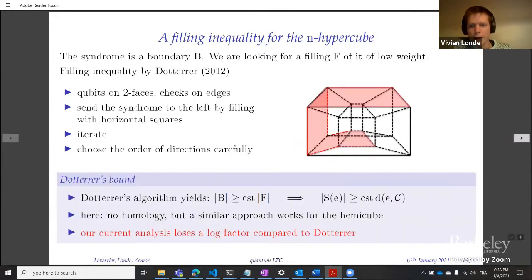The problem is that our quantum code is actually based on a hemicube, a cube with identifications. So we had to adjust the proof, and by doing so, we lose a log factor, which explains why the soundness constant is not optimal in our work. But we actually conjecture that the soundness constant of the cube is the right one, even for the hemicube.